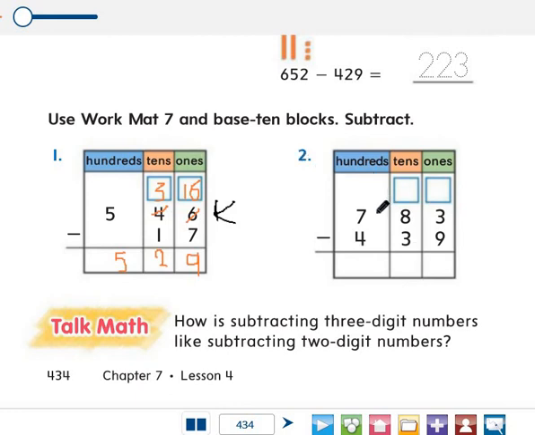Question number 2. 783 minus 439. 3 minus 9, it's not allowed. We don't have enough ones. So this 8 is going to be 7. And this 3 is going to be 13. Now 13 minus 9 equals 4. 7 minus 3 equals 4 again. 7 minus 4 equals 3. So 783 minus 439 equals 344.